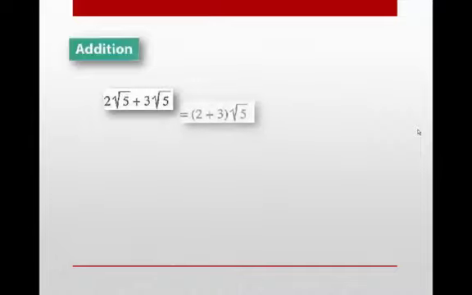Our lesson today: operations on the real numbers. First, addition. When we add 2 root 5 plus 3 root 5, we are adding the two numbers 2 and 3. 2 plus 3 equals 5 root 5.